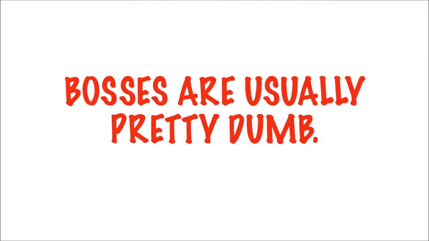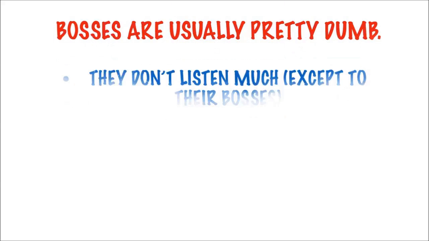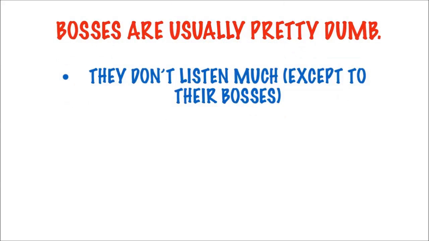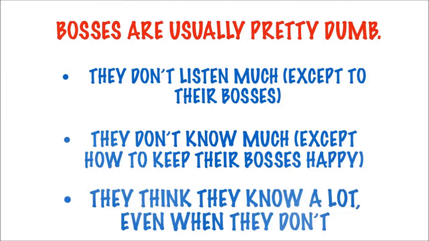We have already discussed that bosses are usually rather dumb. We've also discussed why they tend to be so dumb. Specifically, they don't listen a lot, they don't know a lot, and they think they know a lot. This is a pretty toxic cocktail of qualities, and that's why bosses are so fond of saying, just give me the 10-second version. And when bosses say that, what you should do is just give them the average.